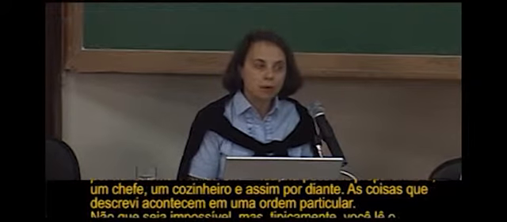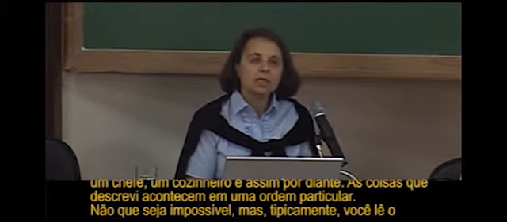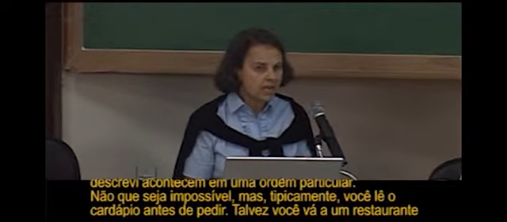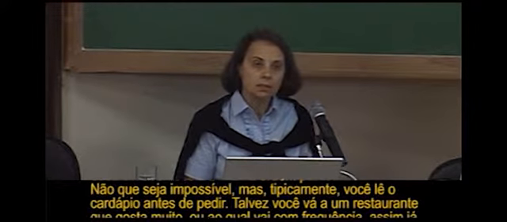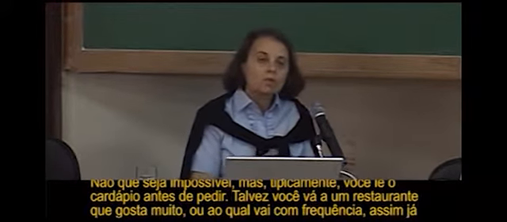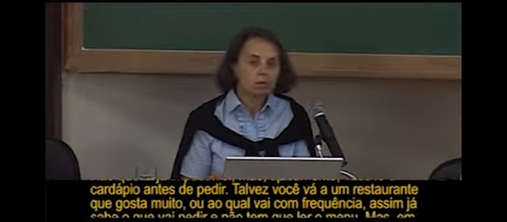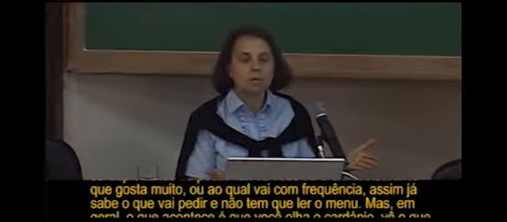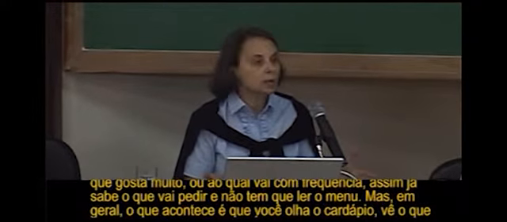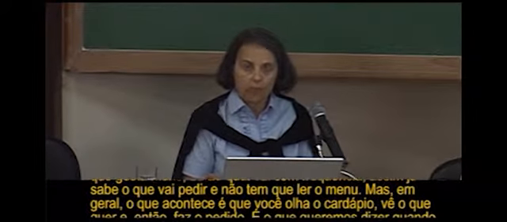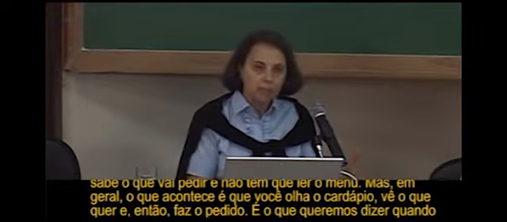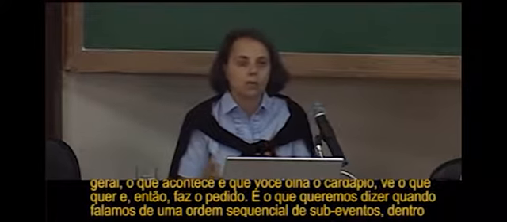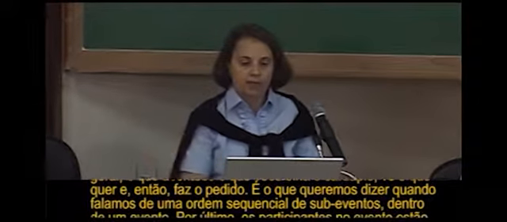The things that I've described happen in a particular order. It's not that it's impossible, but typically you read the menu before you order. Now, maybe you go to a restaurant that you like very much, very frequently, so you already know what you're going to order and you don't have to read a menu. But typically what happens is you look at the menu, you see what you like, and then you order. That's what we mean when we say a sequential ordering of sub-events within the larger event.